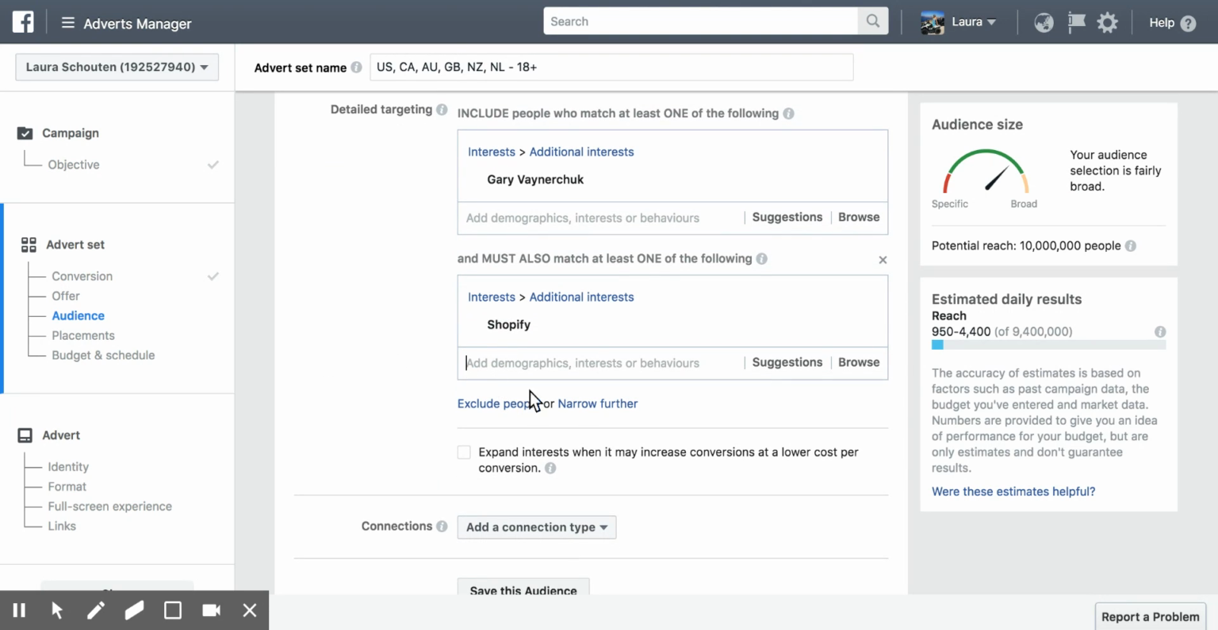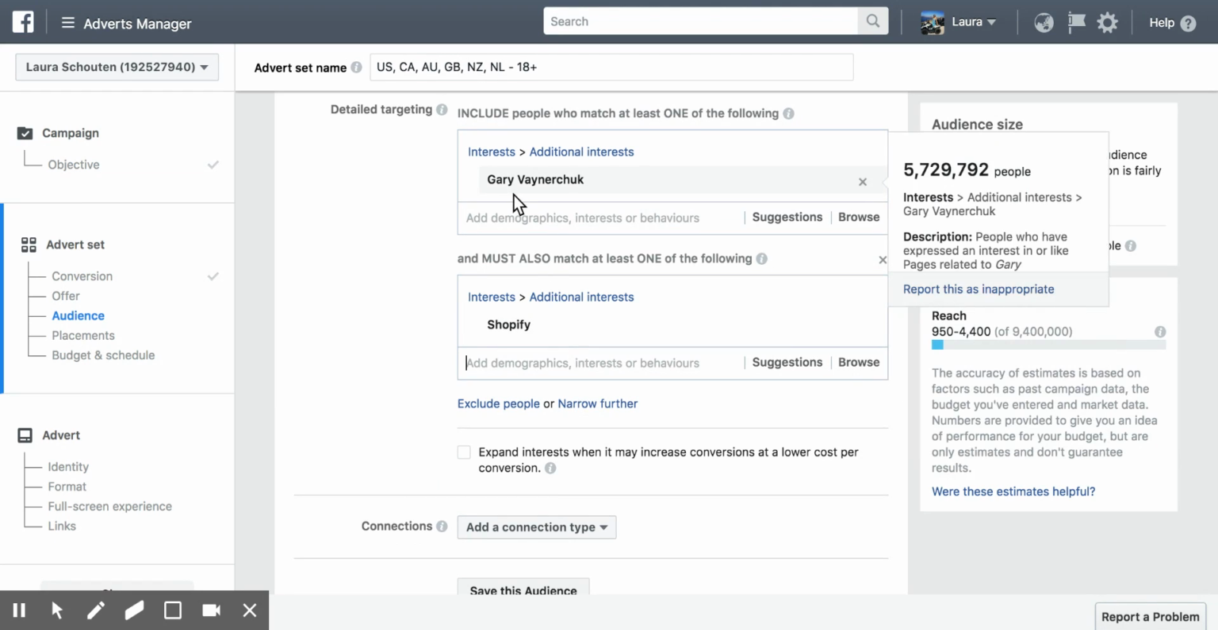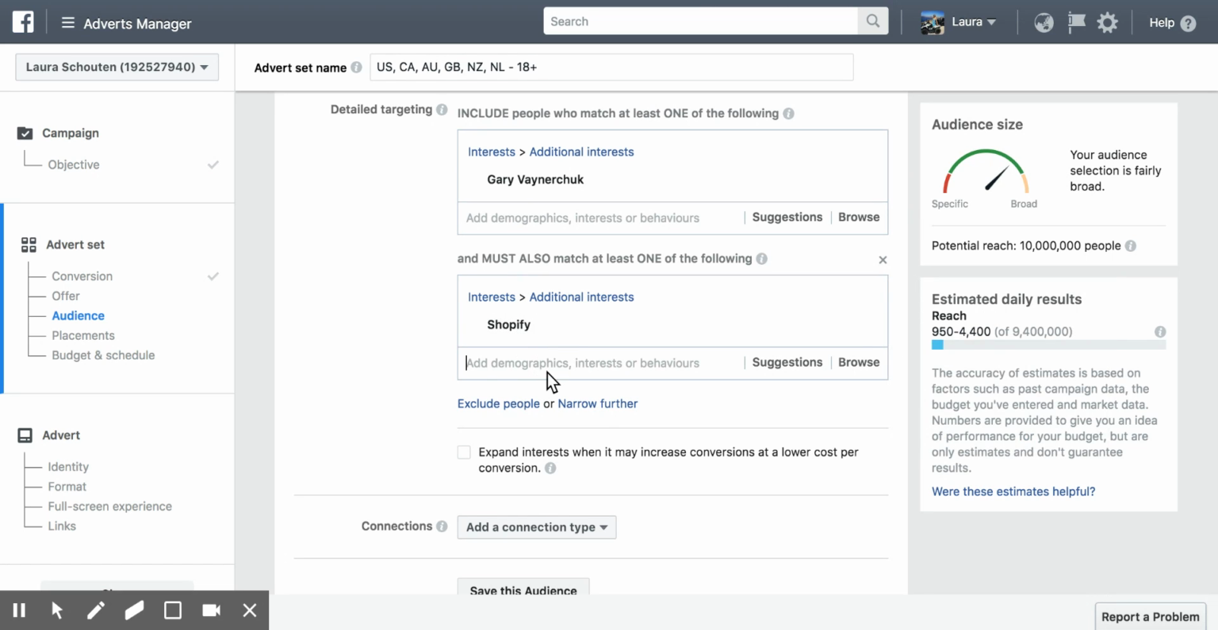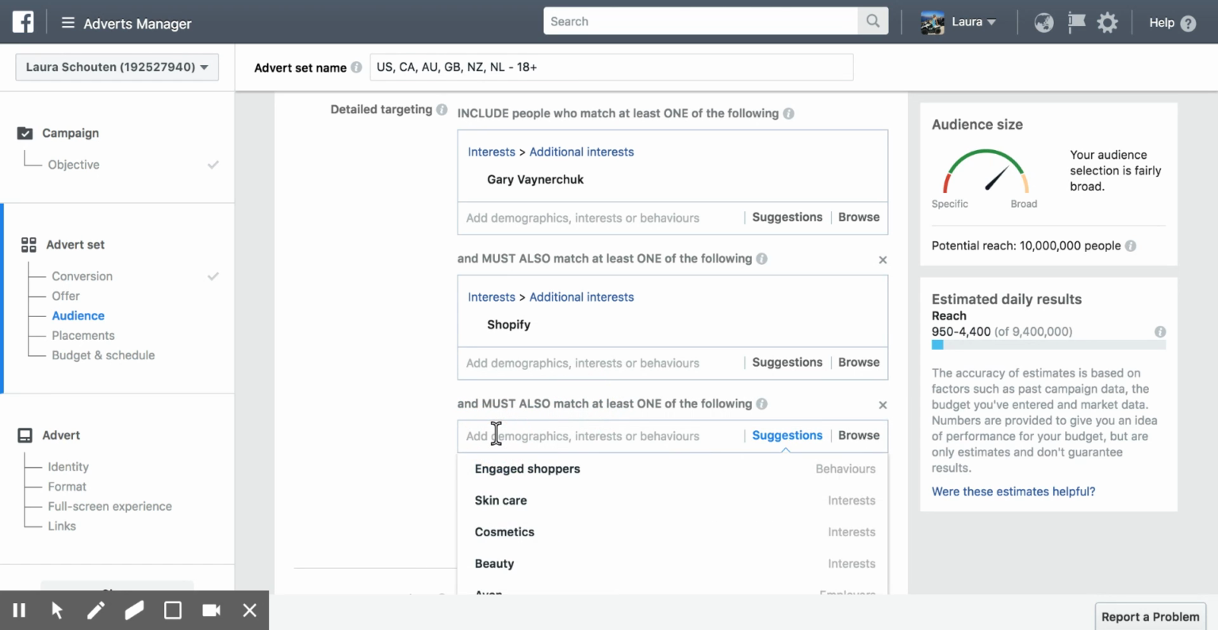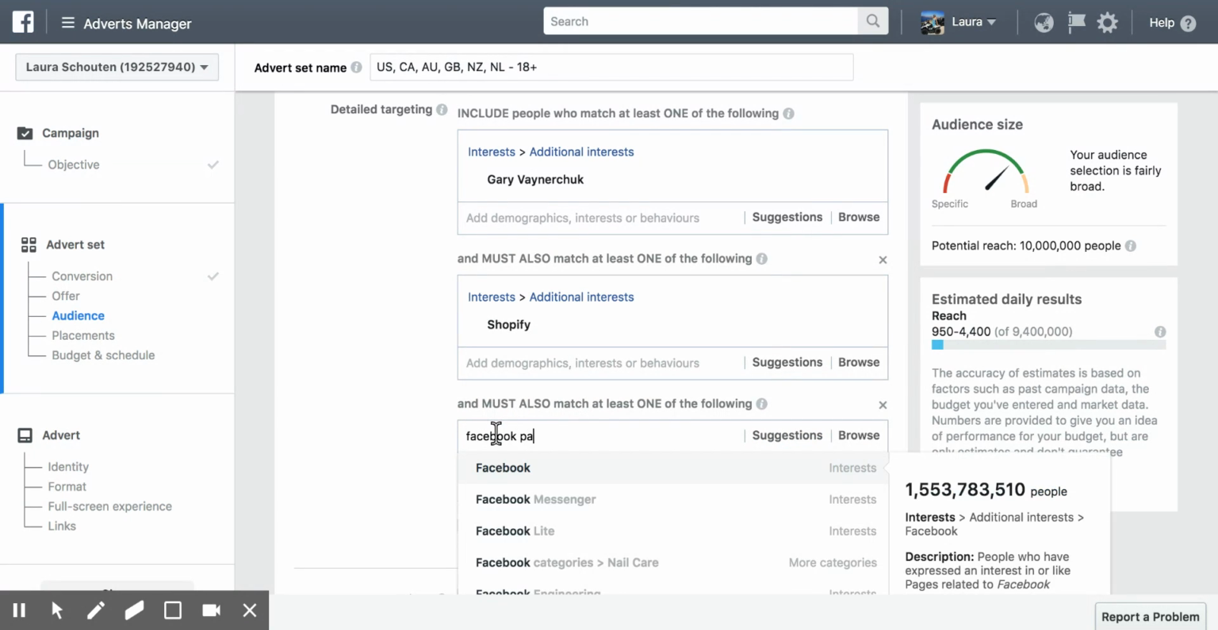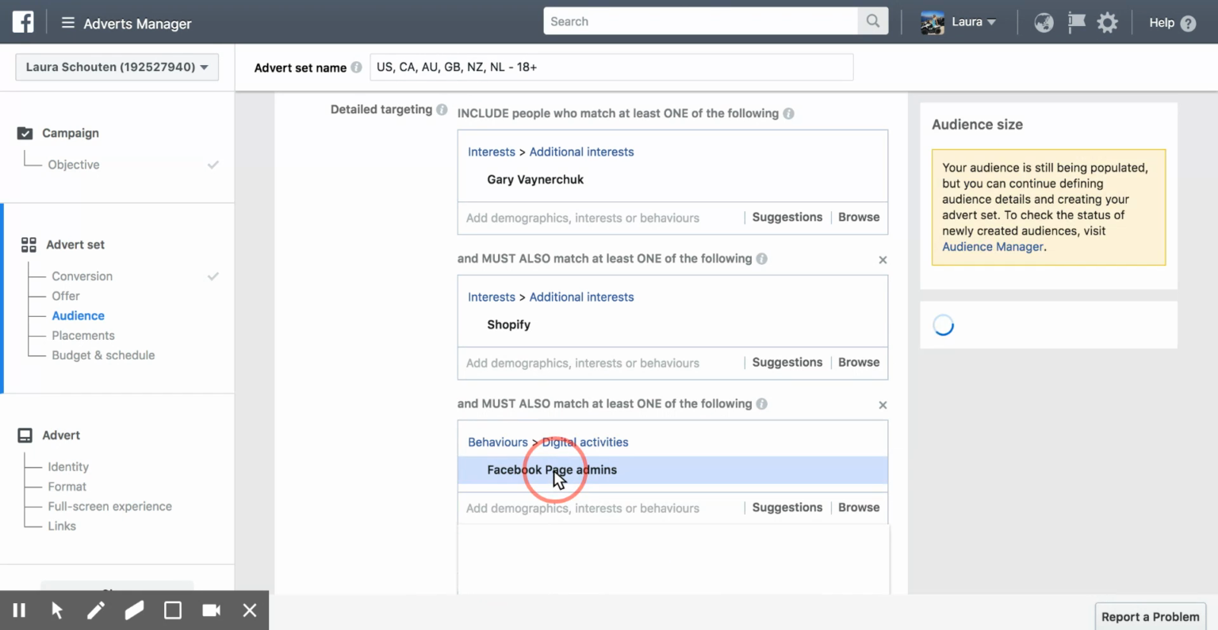Okay, and then you might narrow further. Okay, so I want to target people who are entrepreneurs, so they like Gary Vaynerchuk. They also like Shopify. And then how can I find people that are a bit more passionate? And this is how you do it. You can target people who are a Facebook page admin.